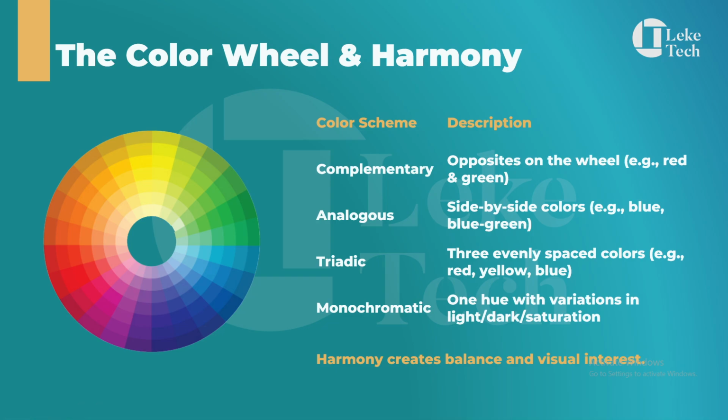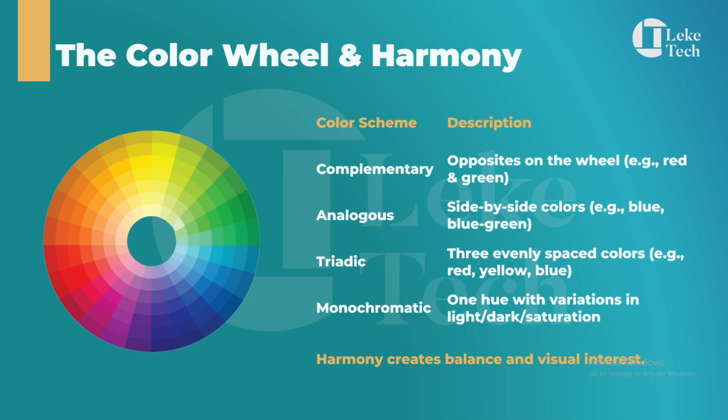So, the color wheel and color harmony, the different color schemes. If you remember, at the very beginning, I think in the first or second lesson, I introduced you to these color schemes and asked you to go and research more about them. There are a lot of color schemes; these are just a few of them: the complementary, analogous, triadic, and monochromatic.